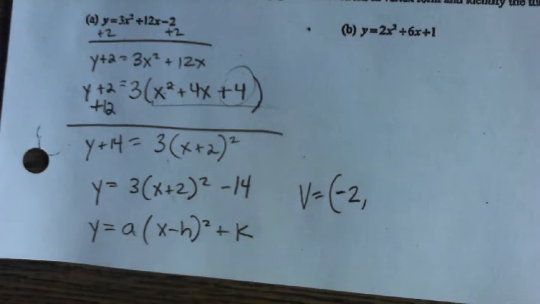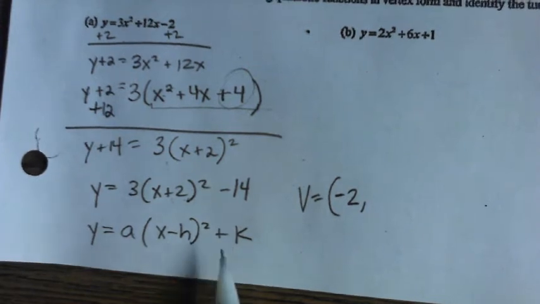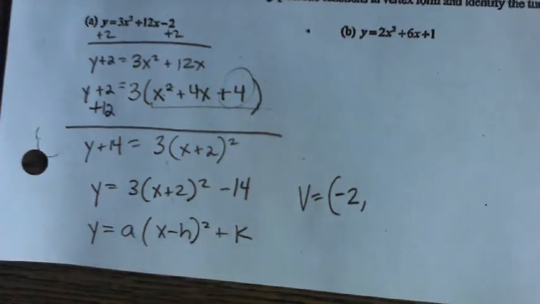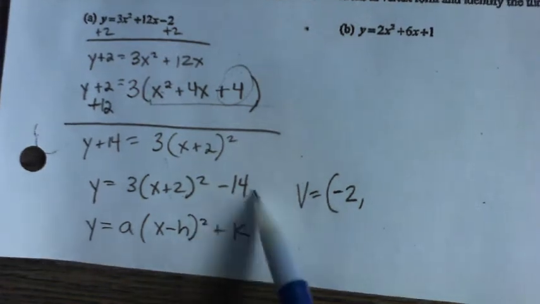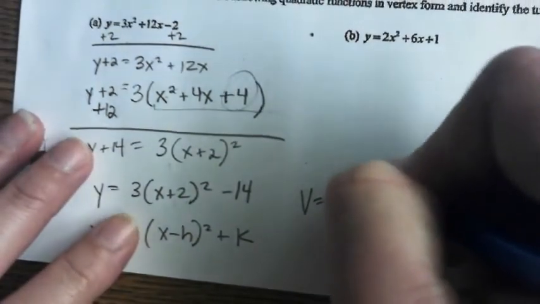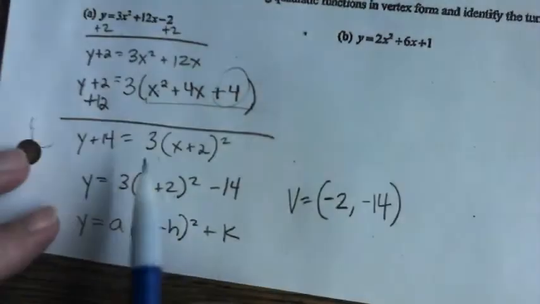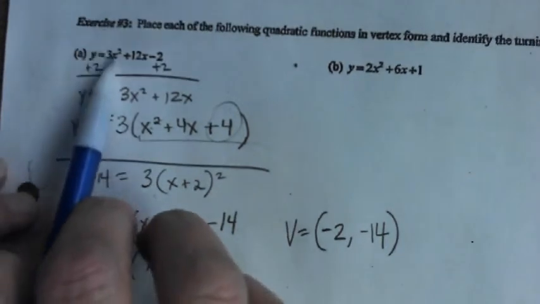So, and k is what? Try that. Nope. Negative. So with the h, you take the opposite of what you see. With the k, you take exactly what you see. Is that clear? So plus what would make negative 14? Negative 14. And the a value, of course, is 3, and that was 3 right from the get-go.